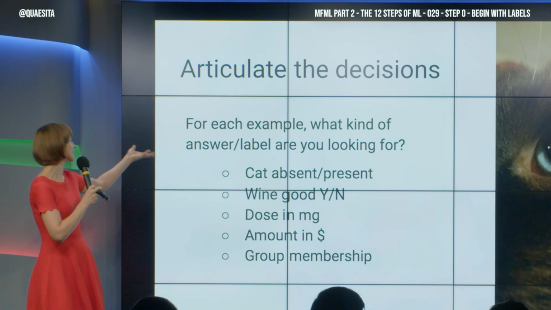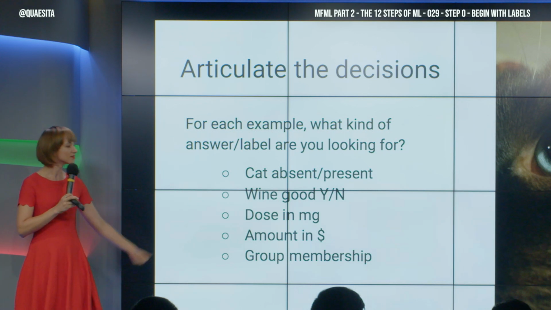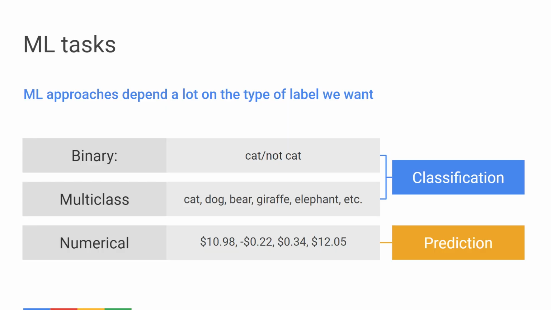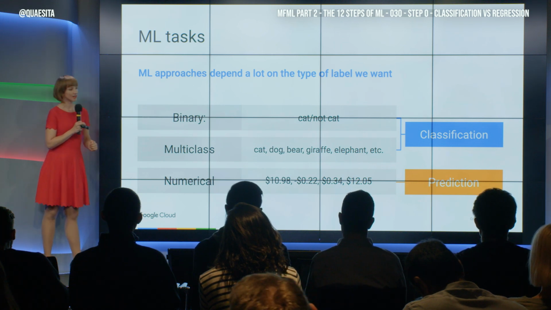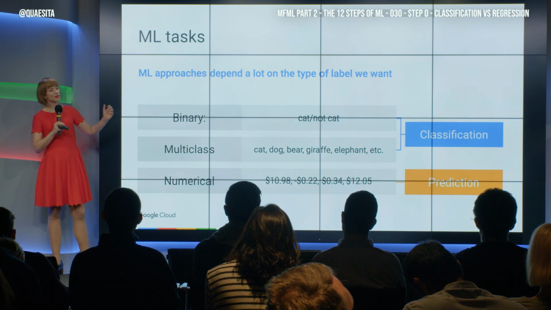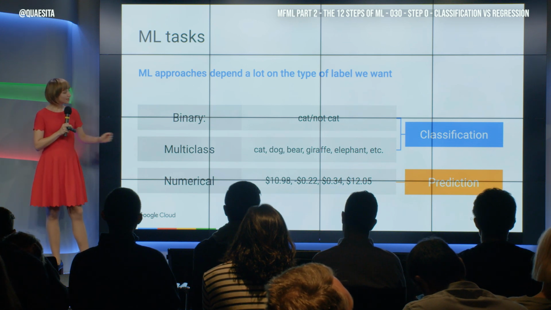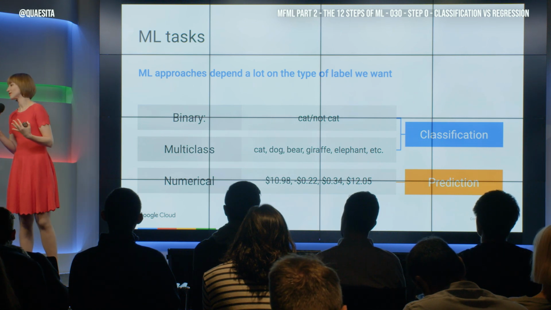What are these labels? Are they labels like cat, not cat, or is the wine good or not? Or maybe a dosage in milligrams, an amount in dollars? What group does this thing belong to? The sort of label that you want is going to determine what kind of machine learning system you're looking for. So let's learn some machine learning jargon to do with labels. First off, if we are looking at binary or multi-class labels, things like cat, not cat, or cat, dog, bear, giraffe, elephant, etc., then we call that a classification task. If the label is a number, we refer to that as a prediction task or a regression task.